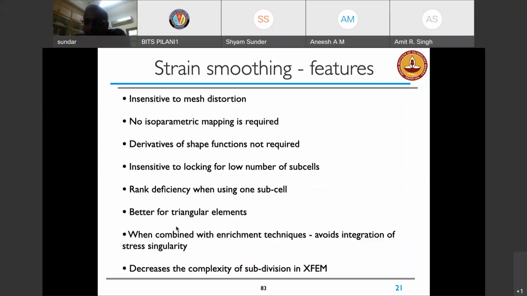So nice features, again, to summarize: it is insensitive to mesh distortion. There is no isoparametric mapping involved. You don't need derivative shape functions. Importantly, it is insensitive to locking. And of course, it is rank deficient when you use one subcell, which is the same as when you use one integration point in a 4-noded element. It's best suited for triangular elements. And when you combine it with enrichment techniques, it avoids the integration of split singularities. And of course, in XFEM, it reduces the complexity of subdivision and so on. Right? So these are some nice features of the smooth finite element method.